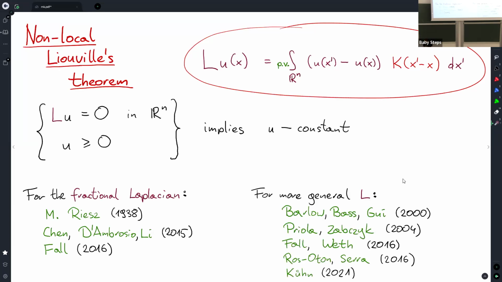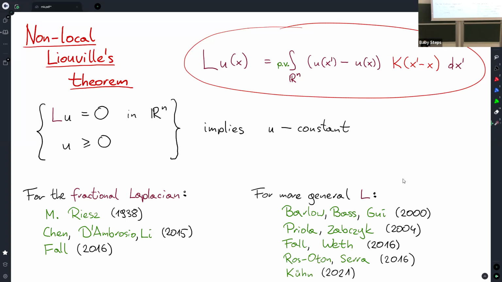And for more general operators L, this also has a long history. I'll just give you a few names. Barlow, Bass, and Bui in 2000, Priola and Sosavczyk in 2004, again Fall and Weth in 2016, and also true PDE people like Ros-Oton and Serra in 2016 wrote a paper where they also proved that kind of theorem. And there's a more recent paper from Francisco Kühn from 2021, where this is proved for operators which are somehow similar to the fractional Laplace operator, but more general.